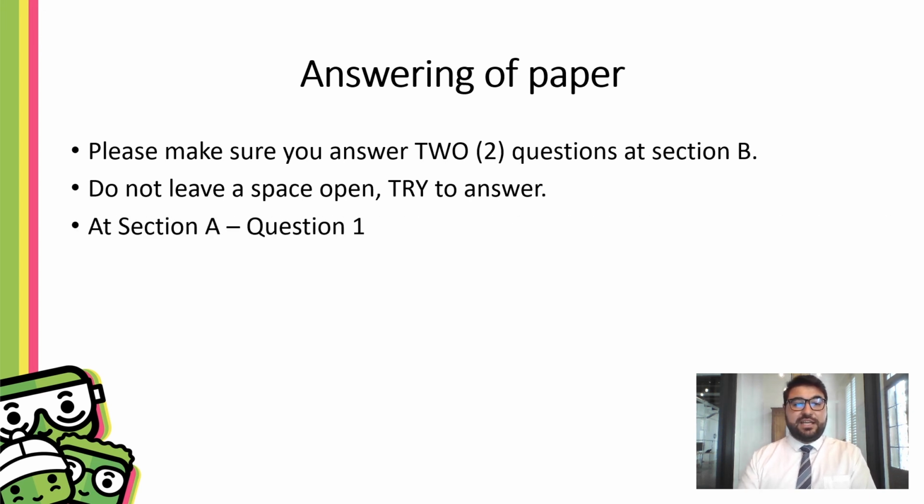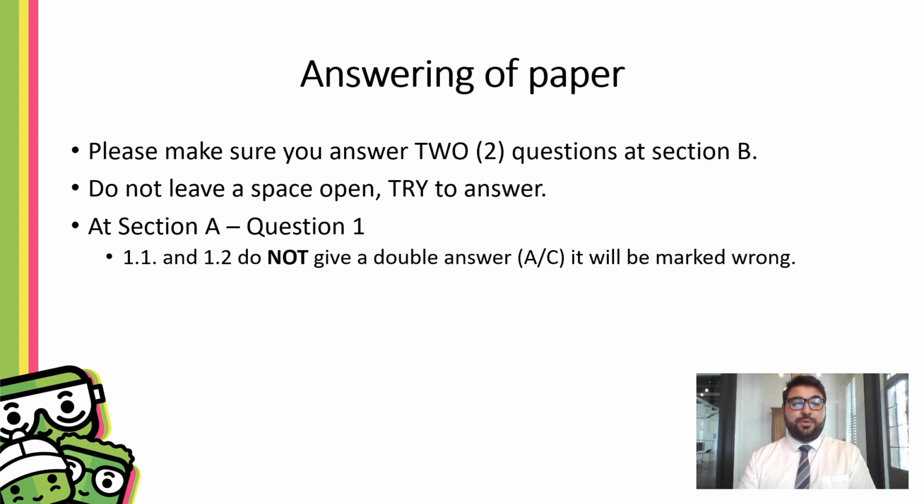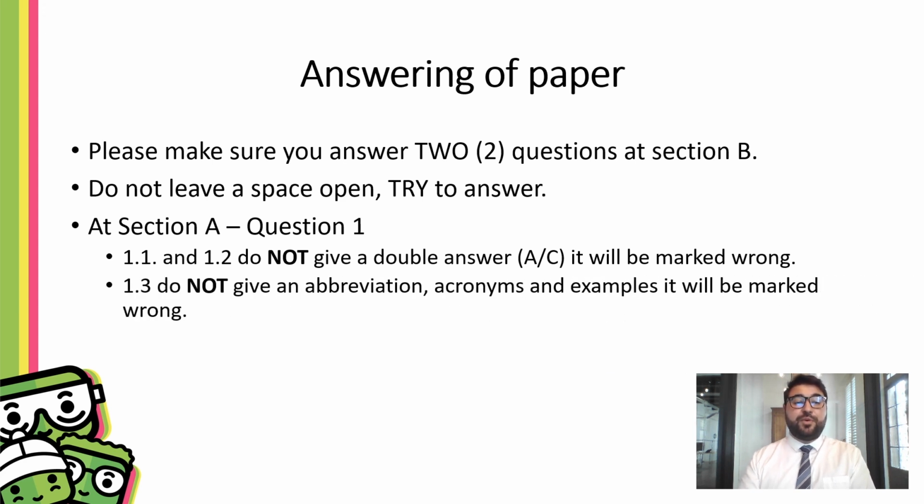At section A, with question 1, when it comes to 1.1 and 1.2, don't give double answers. For example, A/C will not be marked. It's going to be marked wrong. And then with 1.3, do not give us any abbreviations, acronyms, or examples. Again, it will be marked wrong. So unnecessary marks are going to be lost there.